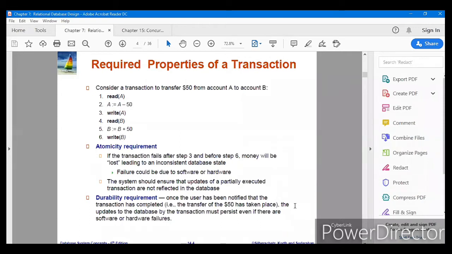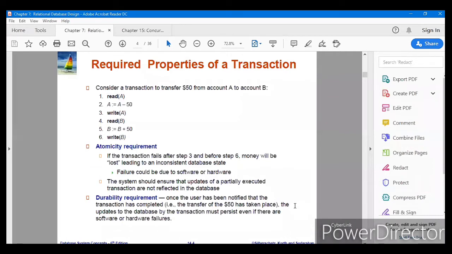if there is a power failure, say after the third instruction, then either the instructions shouldn't be performed at all, because it should not happen that $50 has been transferred from account A, but it does not go to account B. This would be a blunder. So if it is happening after 3, then it is better that it should be null.